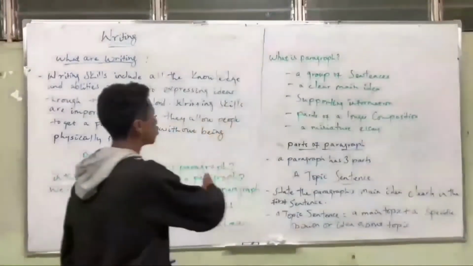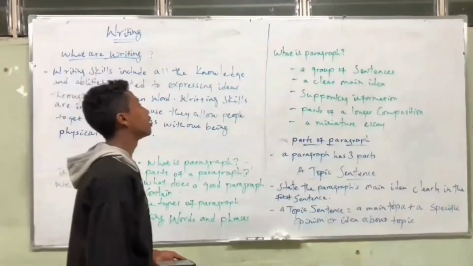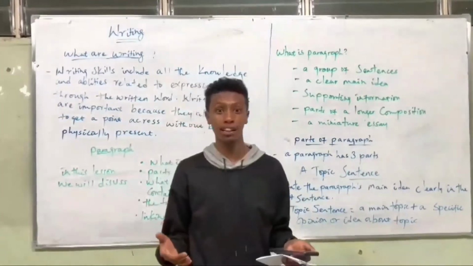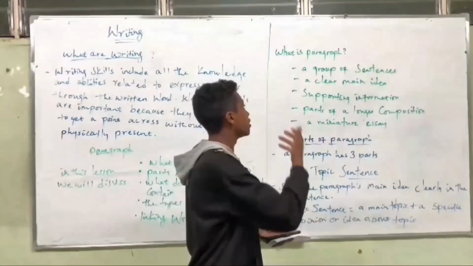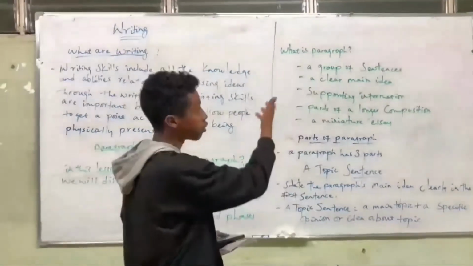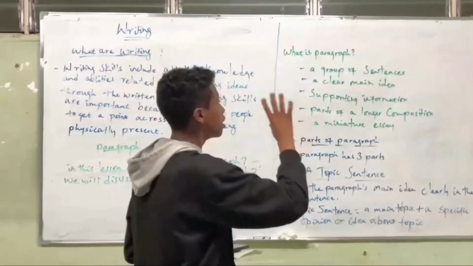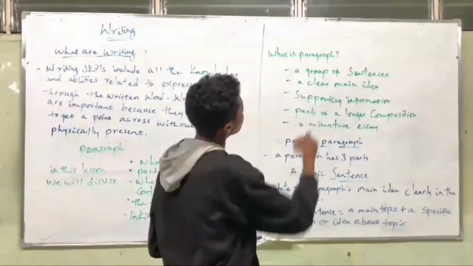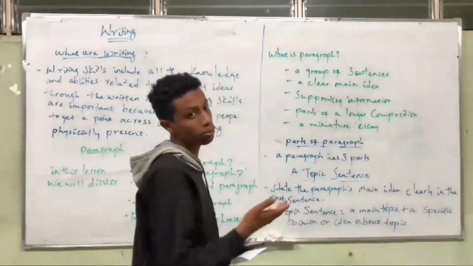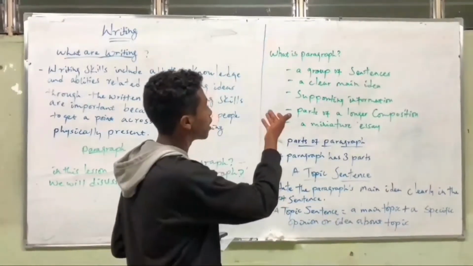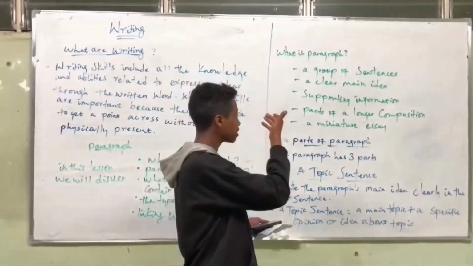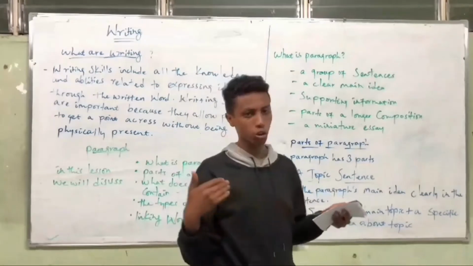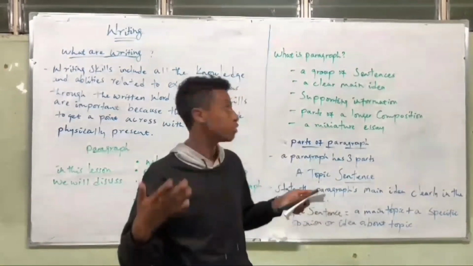Okay, proceeding to the first question: what is a paragraph? A paragraph is a group of sentences that deals with a certain main idea. These are the criteria that make a simple paragraph. It's a group of sentences, as I mentioned before, and it has a clear main idea. It talks about the main idea clearly and briefly.